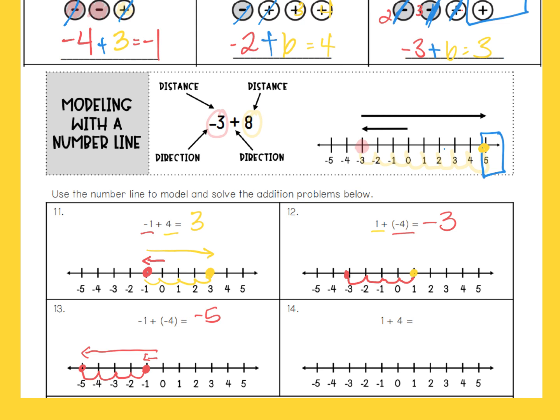Number 14, I have 1 plus 4. All right, so I'm going to start at 1. And since I'm adding a positive number, I'm going to move to the right. So from 1 and to the right 4 times. 1, 2, 3, 4. I end up at 5. 1 plus 4 is 5.